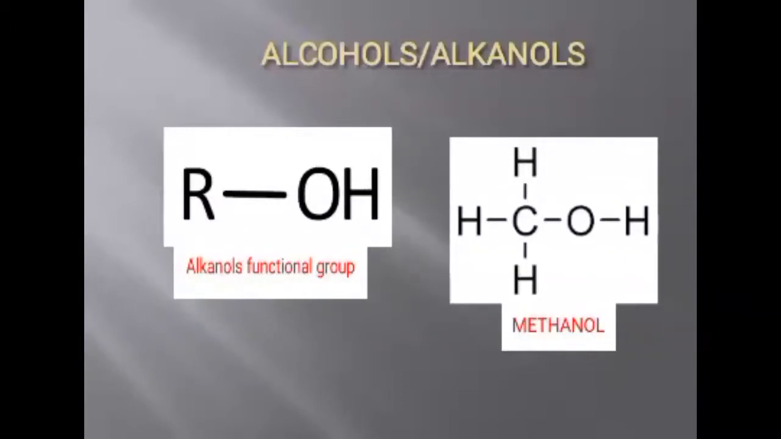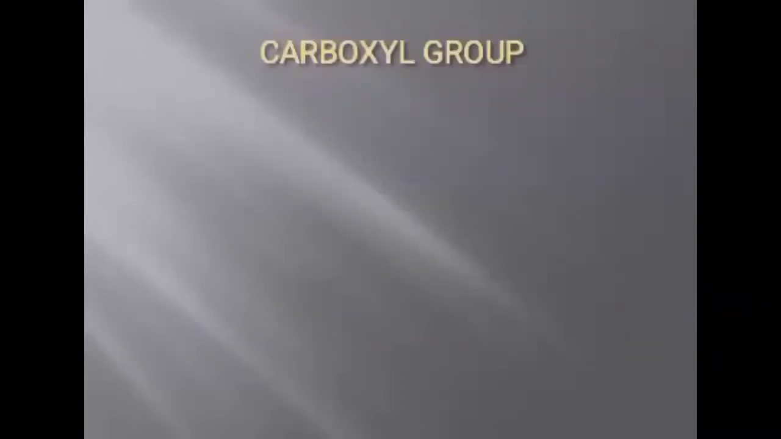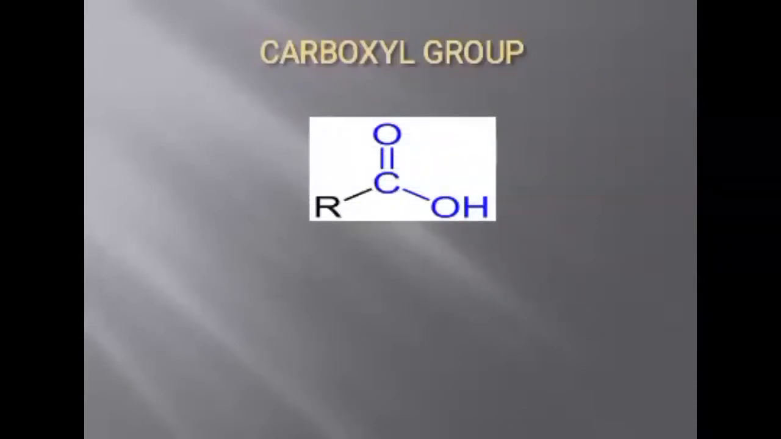alkanol family. Let's look at another example, which is the carboxyl group. The functional group for the carboxyl group is RCOOH. So the COOH is the functional group, while the R is a hydrocarbon, like I explained in the case of alkanols. So when you have COOH as a functional group, you will classify that compound as a carboxyl group.